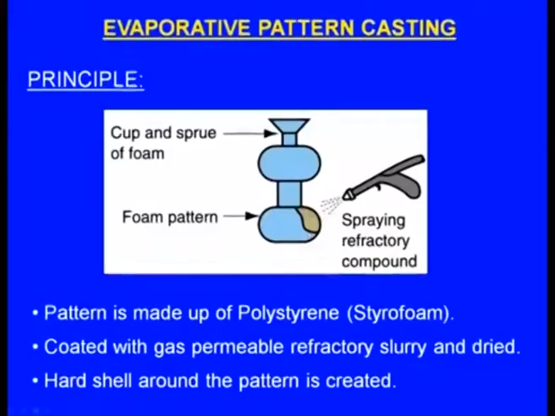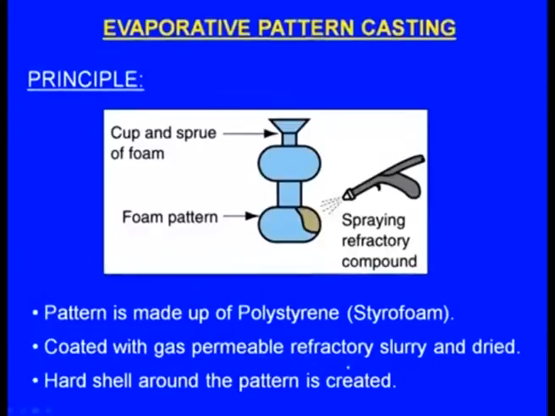Now, we have to make a ceramic slurry or a refractory slurry such that when we apply a coating around this pattern, pores will be there, so that permeability will be better. During pouring, hot gases can escape. So, it is coated with gas permeable refractory slurry and then it is dried. Then a thin hard shell around the pattern is created.